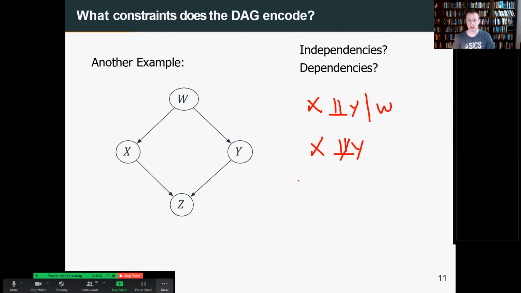So Z is independent of W given X and Y. Yeah.